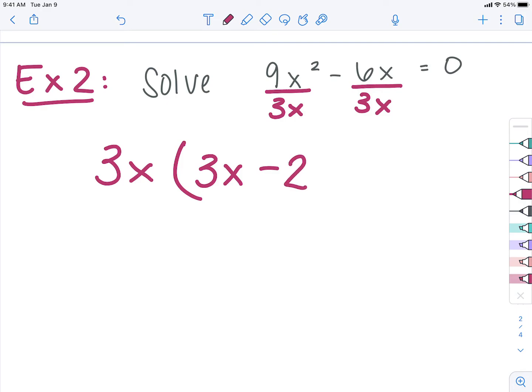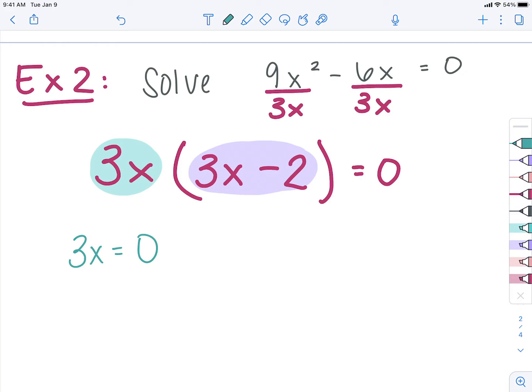X divided by x is saying I had an x, I took an x away, I don't have any x's left, I took them all. And the whole thing still equals 0. So then this is my first factor, this is my second factor, so I want to set them both equal to 0. So I say, okay, 3x equals 0, and 3x minus 2 equals 0. And then I want to solve both of those.